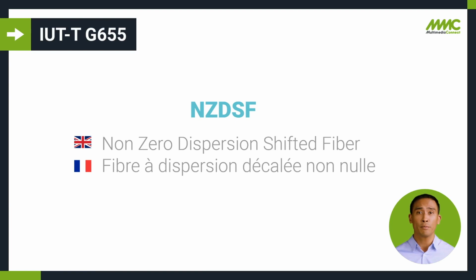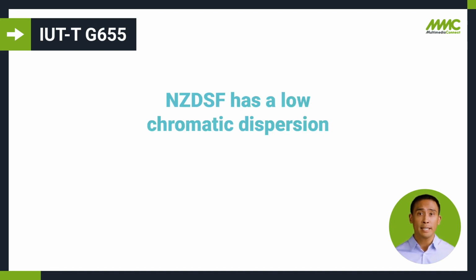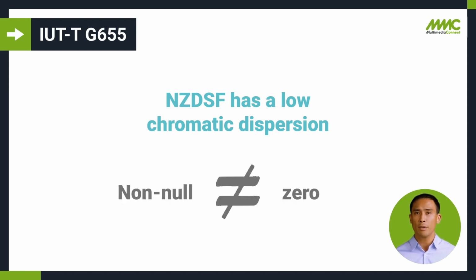The second single-mode fiber version used for various applications is ITU G655. The ITU G655 is an optical fiber called non-zero dispersion shifted fiber, abbreviated as NZDSF. This NZDSF has a specific low chromatic dispersion. Non-zero does not mean zero. Indeed, its specificity consists of low chromatic dispersion.